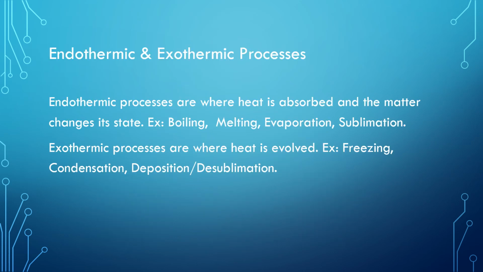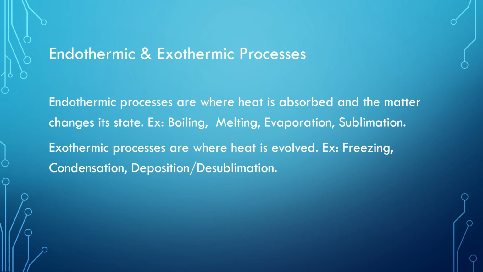Let us take a look at endothermic and exothermic processes. Endothermic processes are where heat is absorbed and therefore the matter changes its state. For example, melting, evaporation, sublimation, boiling. Melting is a process where a solid changes into a liquid by absorbing heat. And similarly, in evaporation, the liquid changes into vapors by absorbing heat, and therefore the temperature also increases.